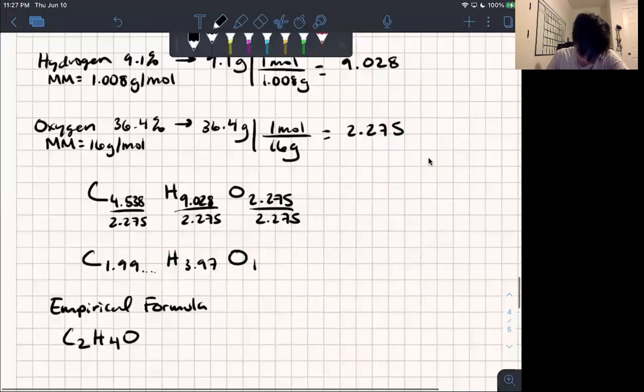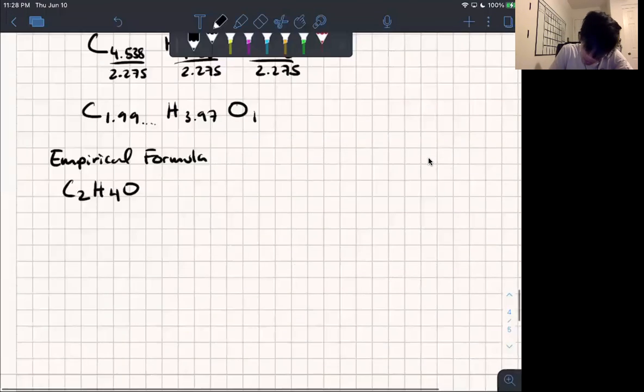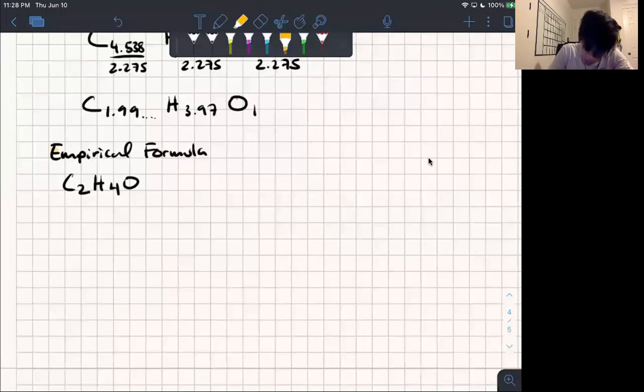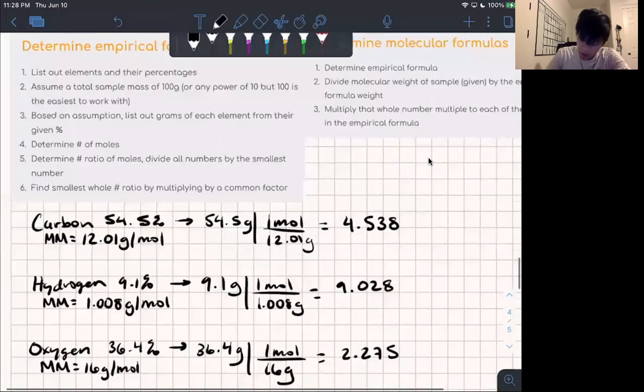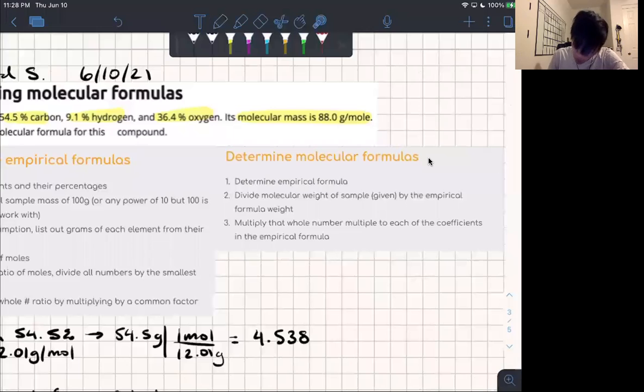Did I spell that right? Yep. So this is the empirical formula. Now we need to convert this into the molecular formula. For these steps in the molecular formula, once we determine the empirical formula, which we just did, we want to divide the molecular weight of the sample given, which is right here, by the empirical formula weight, which we just calculated.